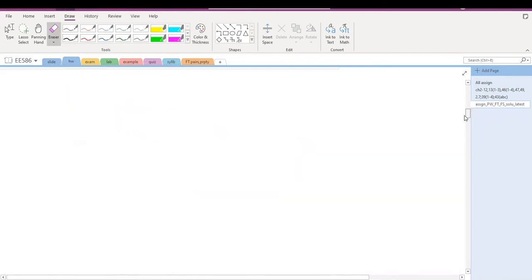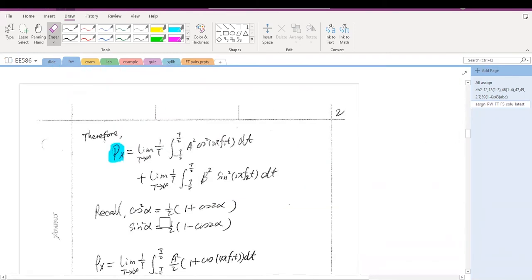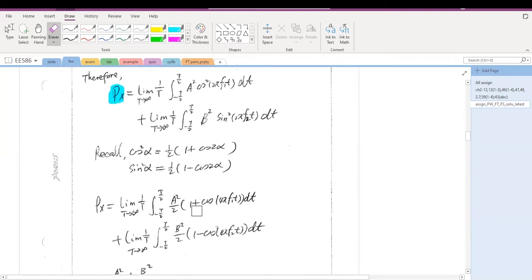So for these two terms, we're going to use this formula: cosine squared alpha equals half of 1 plus cosine 2 alpha, and sine squared alpha equals half of 1 minus cosine 2 alpha. So I'm going to plug it in. This is a half A squared, 1 plus cosine of double the angle, that's 4π f1 t. And this is a half B squared, 1 minus cosine 4π f2 t, double the angle.